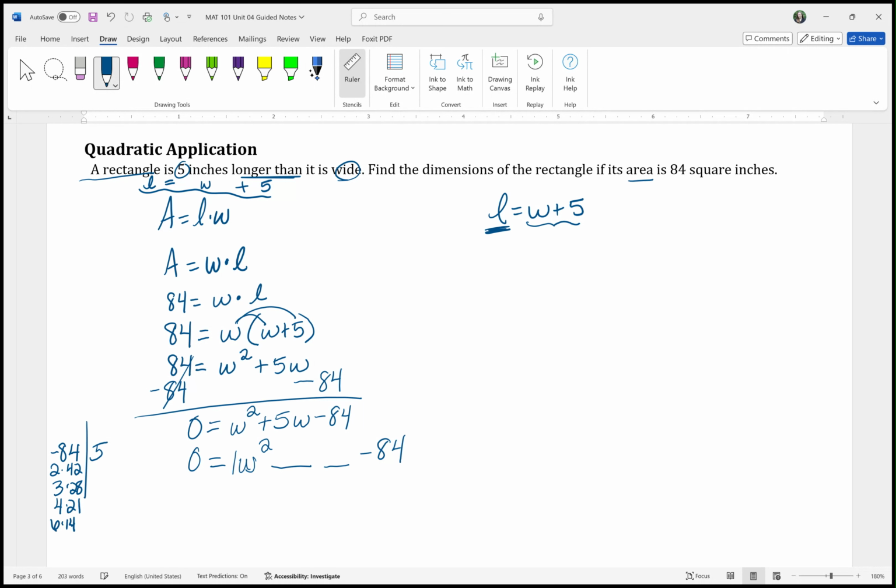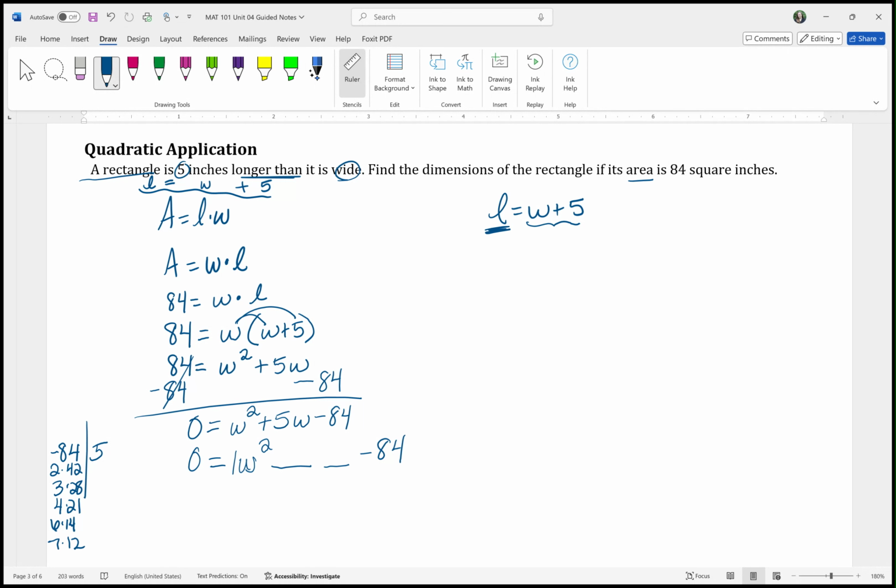So you're constantly keeping in the back of your mind, ooh, I need a 5 in here, right? The difference would be 5. Why am I doing difference? Because the 84 is negative, so they're going to be different signs. 84 divided by 7 is 12. And I think that's where we can stop.